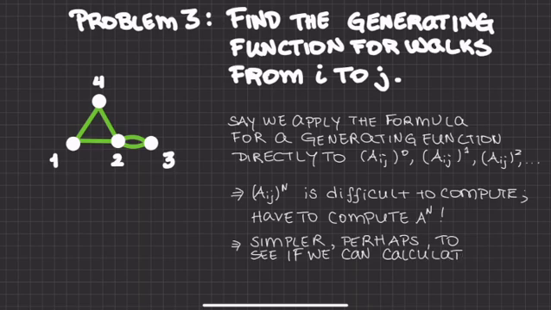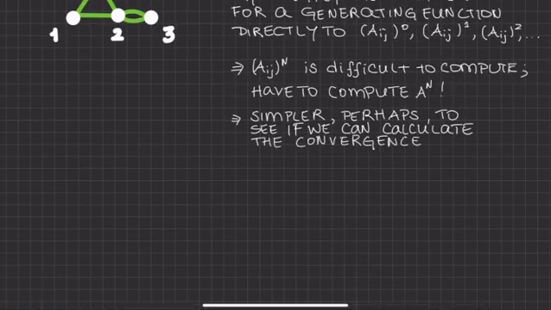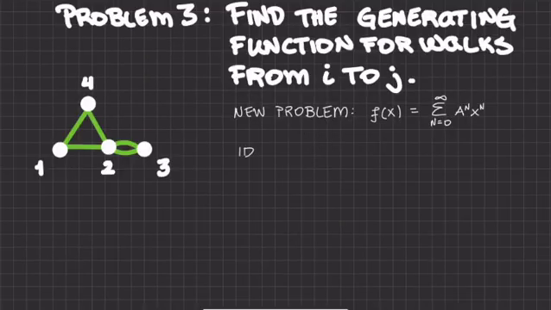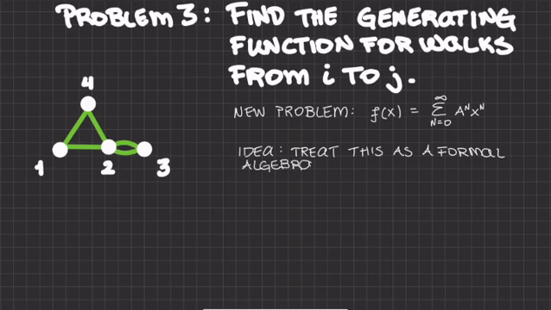Perhaps, towards a simpler solution, we can express our generating function in terms of A to the n rather than just the ijth entry. Thus, we're presented with a new problem of analyzing the convergence of our new power series involving all of A to the n. We notice that this function is not in the exact form provided by our formal definition.